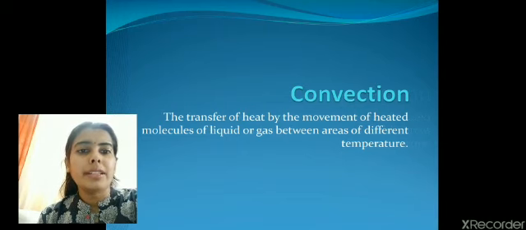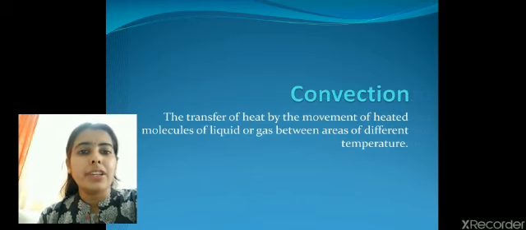Today we will be discussing in detail the second mode of transfer of heat, that is convection. Now, as I told you, in conduction, molecules don't leave their place. They remain at their place and only transfer heat. But in convection, the transfer of heat occurs by the movement of the heated molecules themselves. Convection occurs in liquids or gases. Again, there needs to be a temperature gradient.